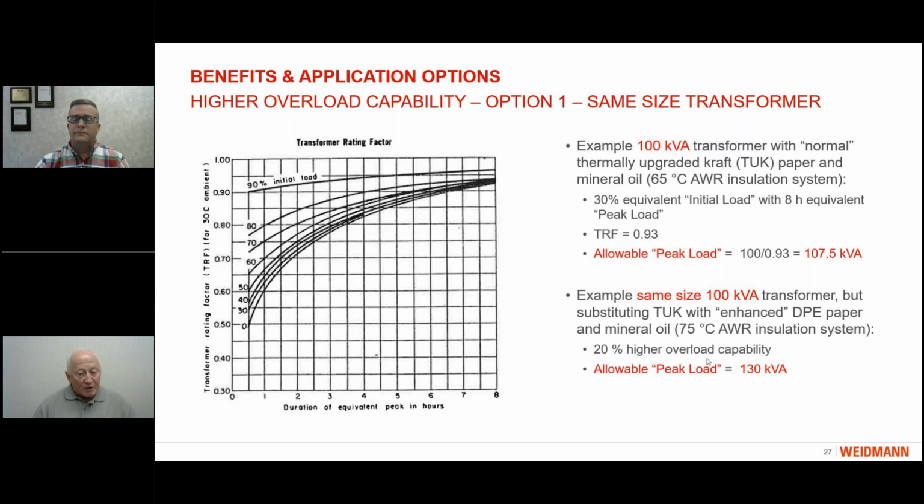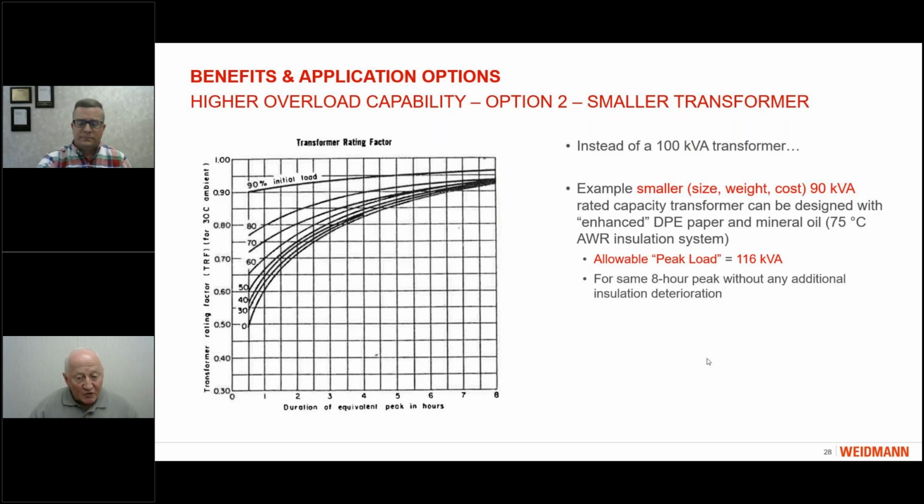So if we simply substitute the thermally upgraded kraft paper with this enhanced DPE paper in mineral oil, then we have this 10 degrees additional safety margin in thermal capability, which actually translates into about 20% higher overload capability. So it means that a transformer with DPE paper and mineral oil will be able to be used with the peak of 8 hours with the capacity of 130 kVA versus 107.5 kVA with a normal insulation system. Next, please.